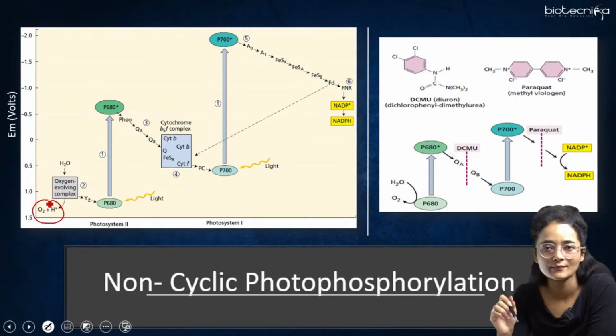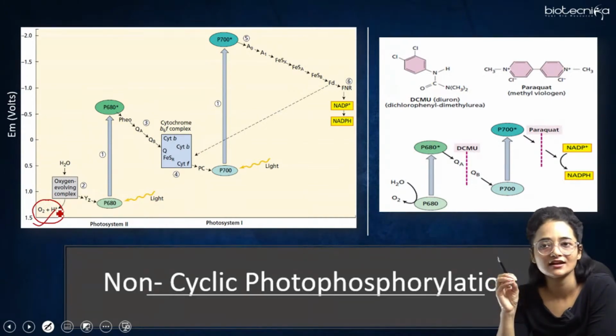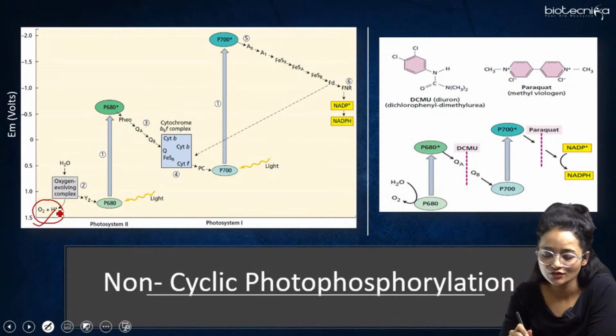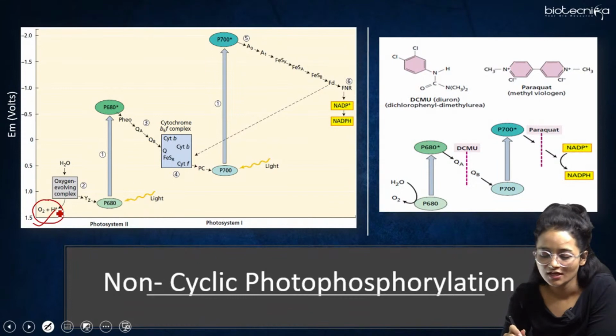So firstly, what happens? The energy falls on the antenna complex. Water is being split here. So sunlight is the only energy through which the water can be split. No other energy in the world can split water, right? So oxygen evolution takes place after the water is split. So the oxygen evolving complex is there.